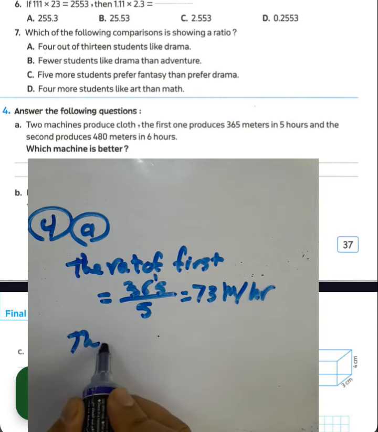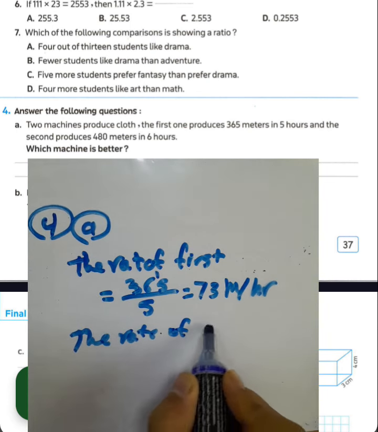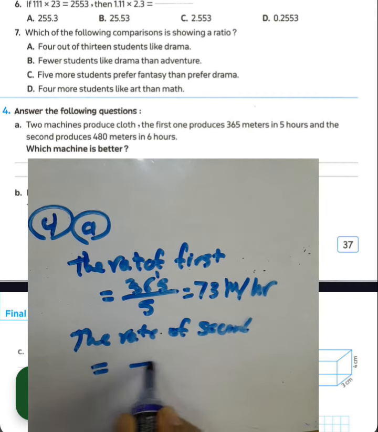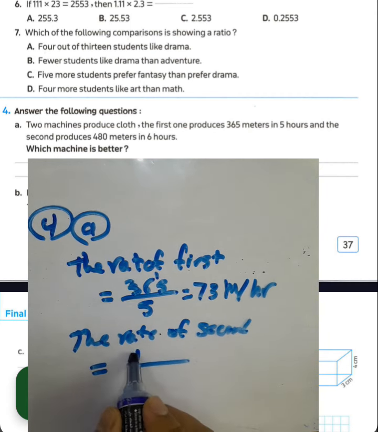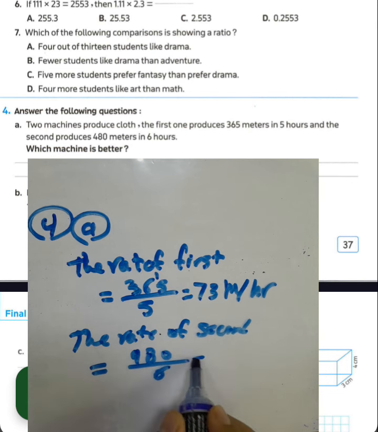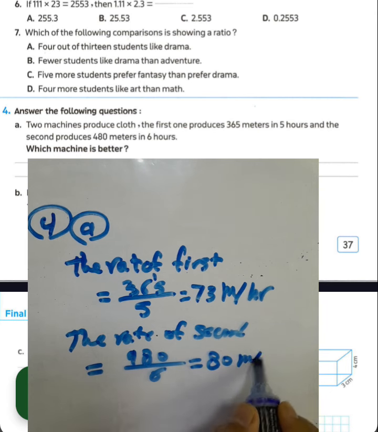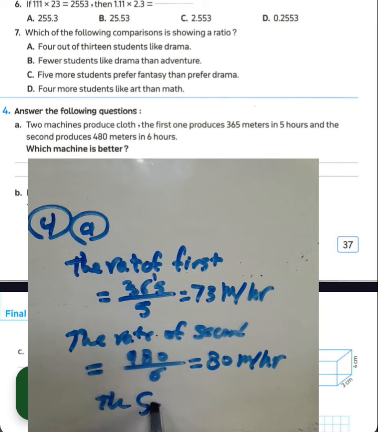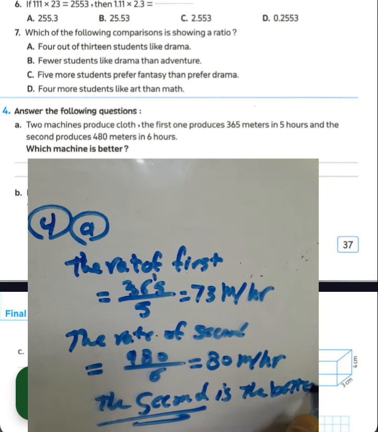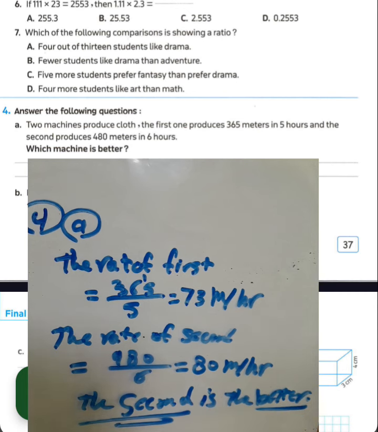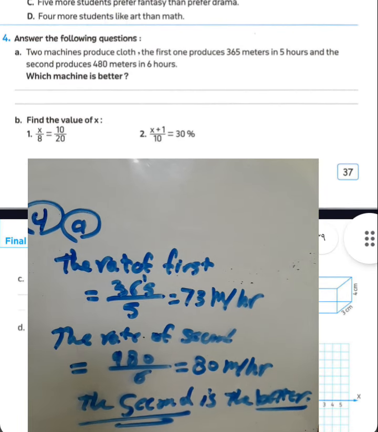And the rate of the second, we can write 480 divided by 6. 48 divided by 6 equals 8, and write 0. Write 80 meters per hour. Then the second is the better. The second machine is better. Question letter B.